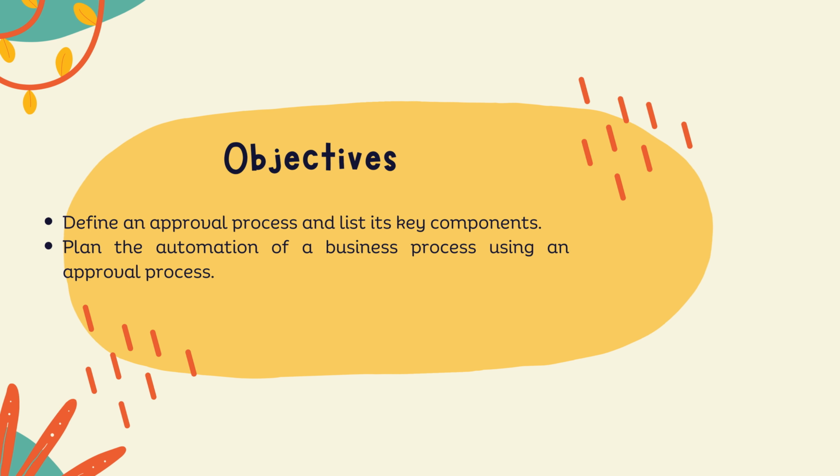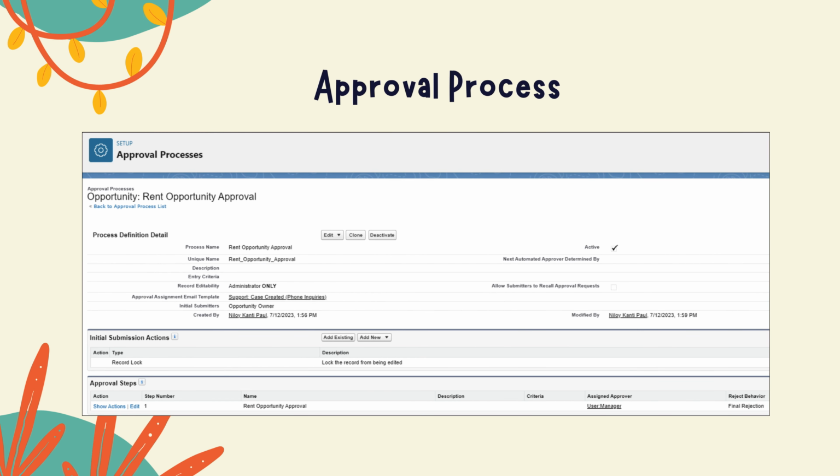Let's start with the basics. An approval process automates how Salesforce records are approved in your organization. You have the power to specify the steps a record needs to go through for approval and who approves it at each step. Additionally, you can define actions based on the outcomes of the approval process. For example, you can automatically update fields or send notifications.